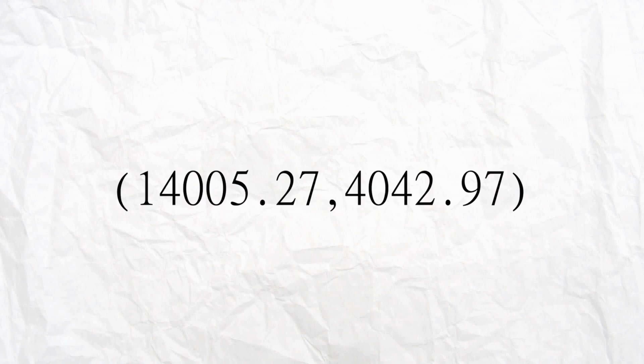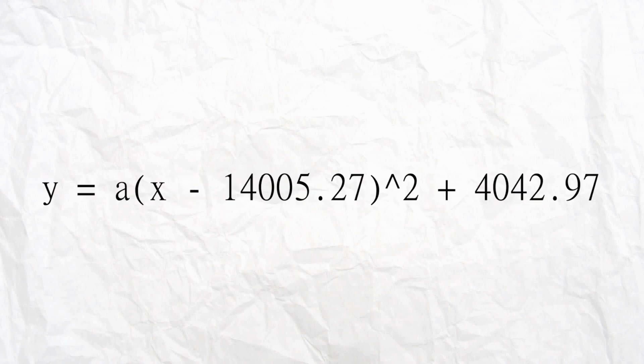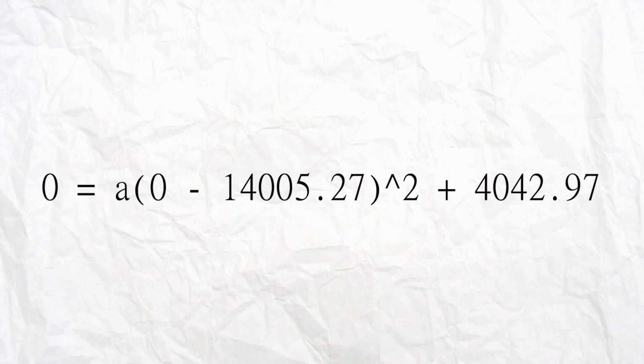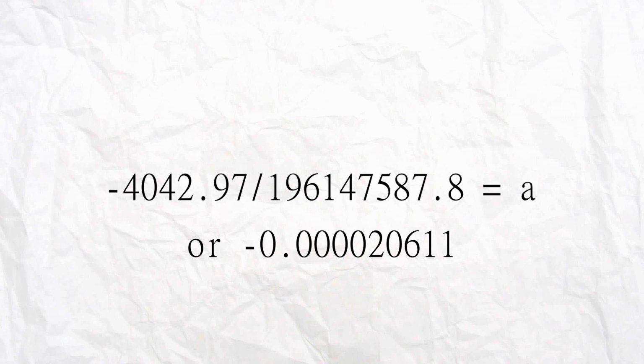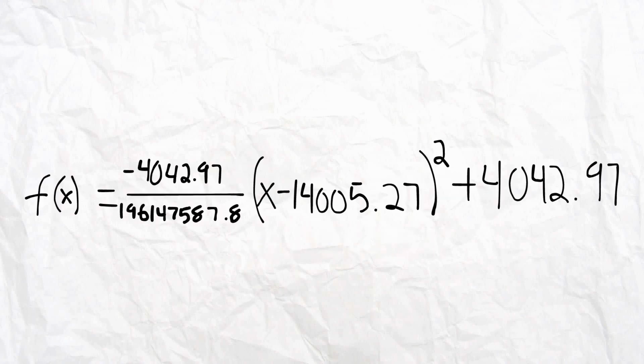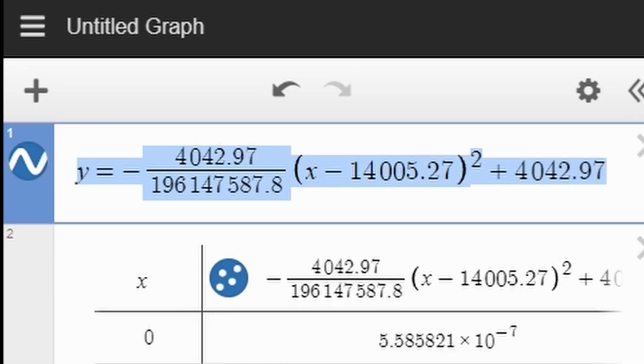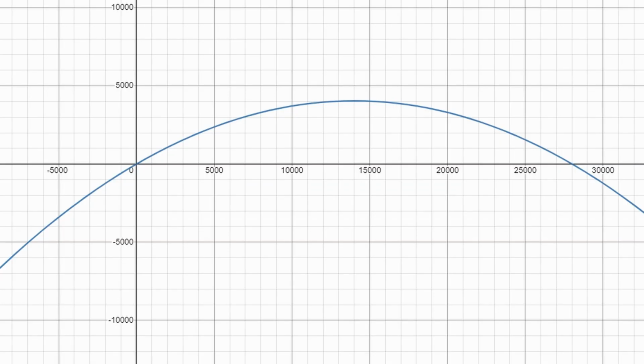Now we can plug the vertex into vertex form. All we need to do now is to find a. We can sub the values 0, 0 in for the y and x, and once it is solved, we get this as our a value. The final quadratic function will be this. Plug that into Desmos, and wow, it's an arc.